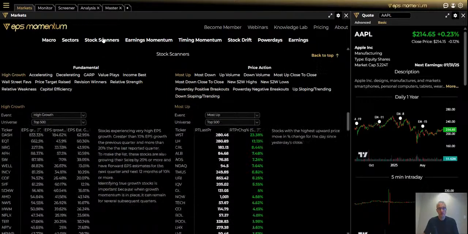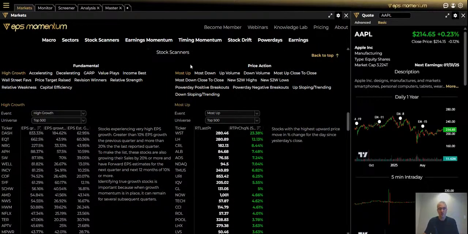And then we can go into Stock Scanner. You can click on Stock Scanner here or just get there. And then this is the very powerful stock scanners that we have on the platform, and we keep adding these scanners.